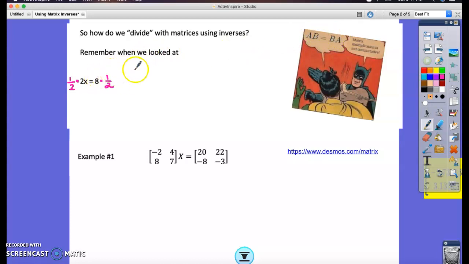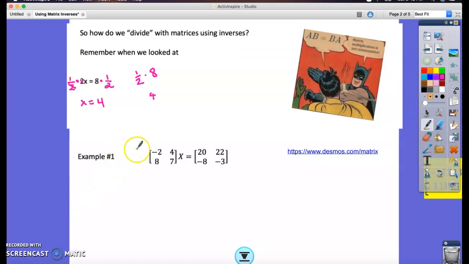So 8 times 1/2 and 1/2 times 8 are just the same things switched. But if you notice, these cancel, I get x equals 8 times 1/2, 8 times 1 is 8, divided by 2 is 4. That's one way to look at it. Half of 8 is still 4. That doesn't always happen with matrices. So we cannot actually do it this way.